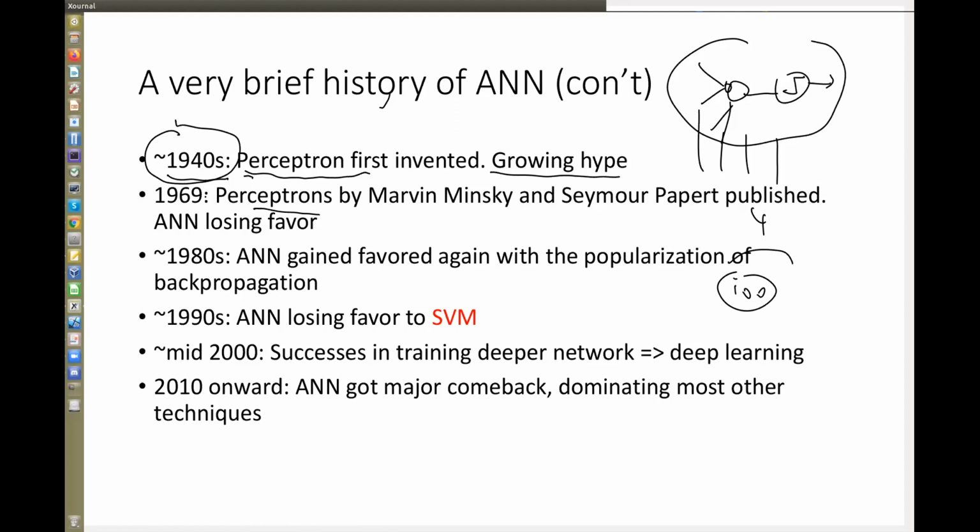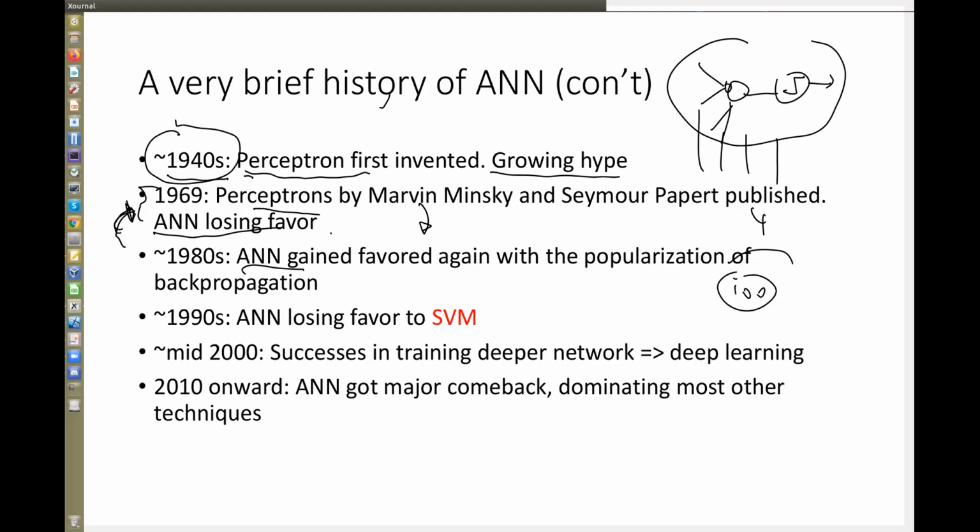Therefore, when people made a rigorous criticism like that, ANN just lost favor. That's more or less the first winter of artificial neural networks. In general, AI also lost favor as well. Actually, I shouldn't say that. People moved into expert systems and lots of search and so on. Then ANN got back into favor around the 80s and up to maybe the early 90s.